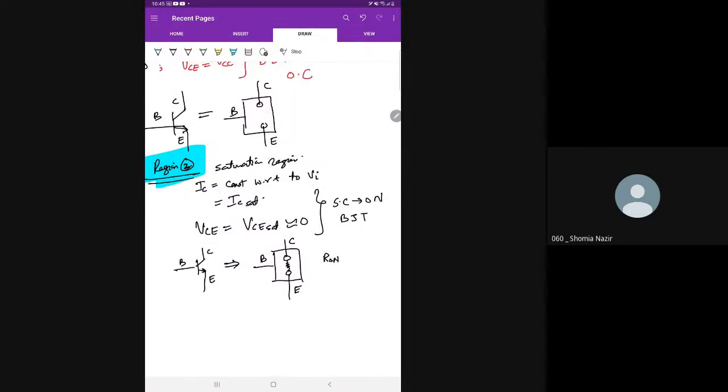R on is equal to VCE saturation divided by IC saturation. So the resistance between collector and emitter will be equal to the voltage across these two points divided by the current, which is IC saturation. Because V is equal to IR, and R is equal to V divided by I.